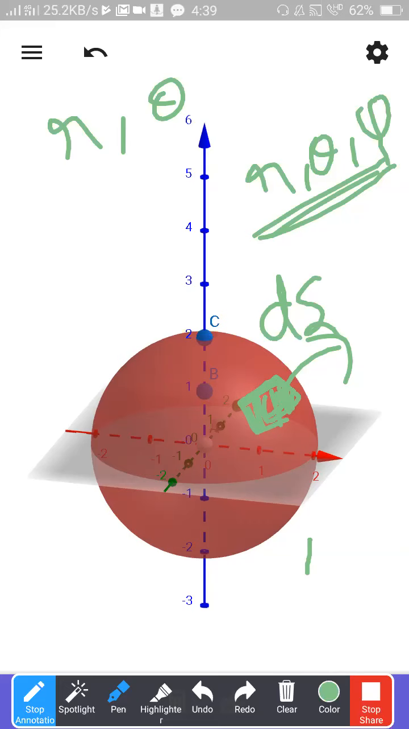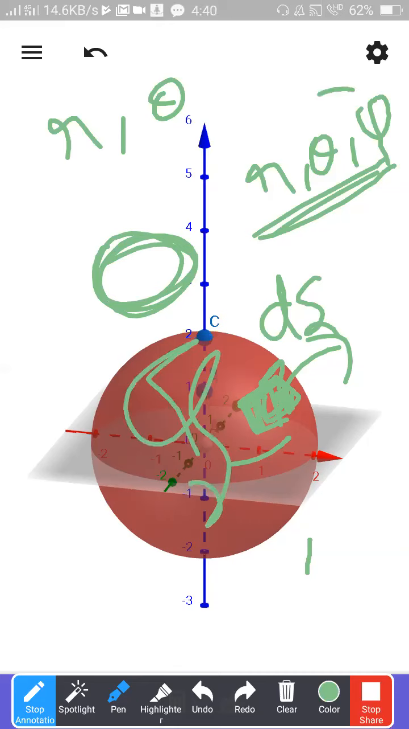Phi cannot be constant. See, when you are here, phi is something; when you go here, phi is something else. Phi increases in this direction, it keeps rotating. So you take any point on the surface of the sphere, only r is constant. The remaining things are variable. How can you move around on it? Only with the help of theta and phi.